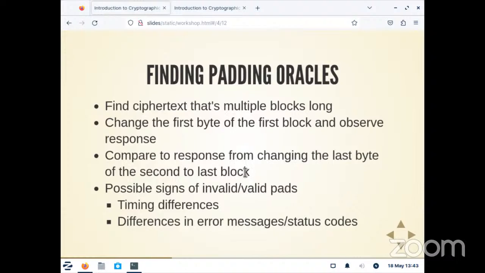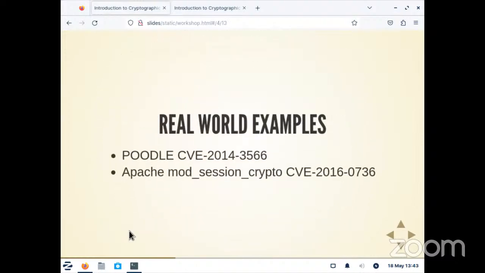I guess I could also just change the last block as well. You really want to control it to make sure it's just padding. So yeah, I would still say changing the last byte of the second to last block will flip something in the last byte, which should make it an invalid pad. And then if you can detect any differences there, that indicates a likely padding oracle. Possible signs of invalid versus valid pads would be timing differences, which admittedly I haven't worked on implementing, and then other differences like error messages or different status codes. And that's what we'll see in a moment.